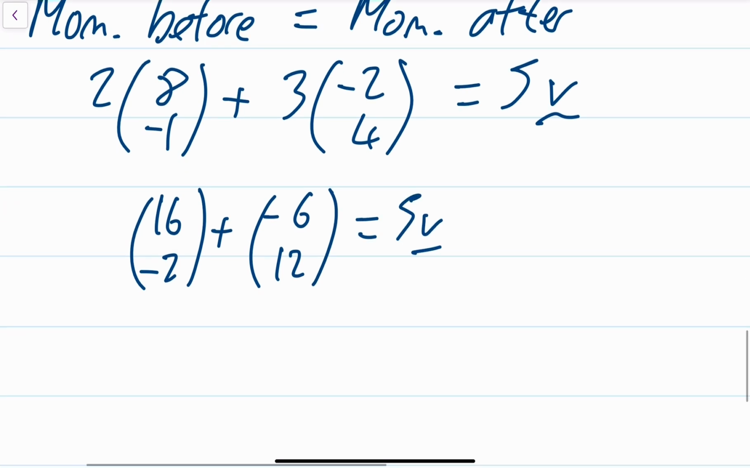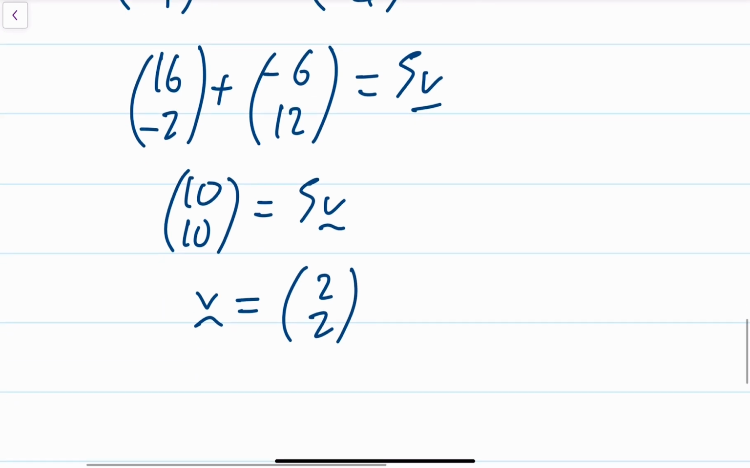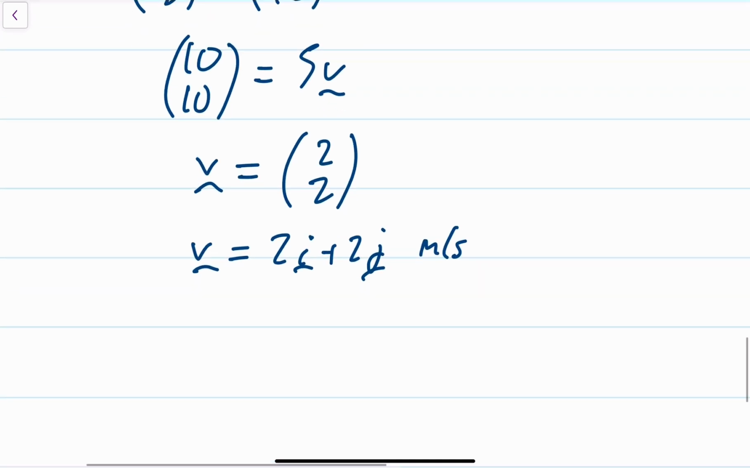Tidy it up again. What's that going to be? 10, 10, lovely, is equal to 5V. So my V works out to be, divided across by that 5, that's why it's so nice, (2, 2). Let's write that back in ij form: 2i plus 2j meters per second. That's a velocity.